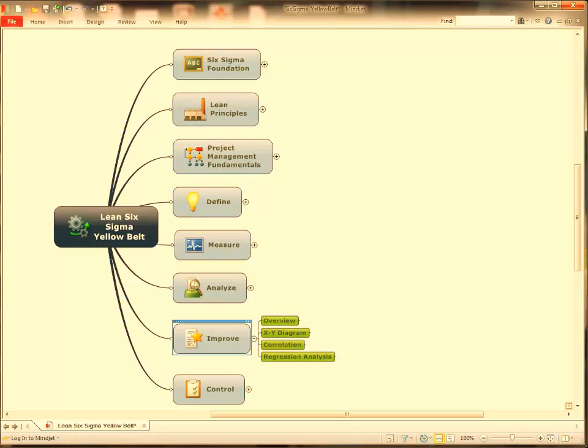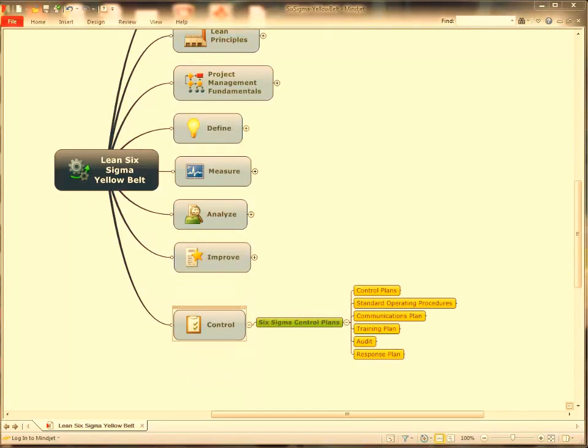We'll look at the XY diagram, which is a type of scatter plot chart that visually displays the relationship between a variable X and another variable Y. We will cover the most commonly used techniques for investigating the relationship between two quantitative variables, which are correlation and regression analysis using linear regression.